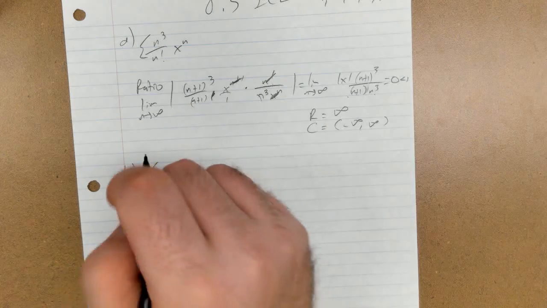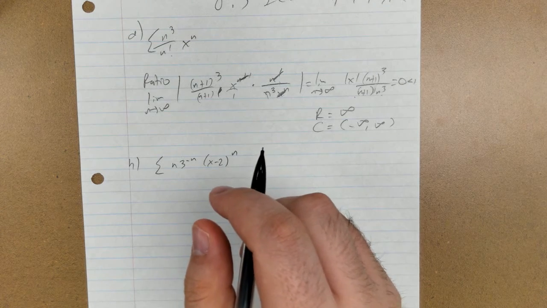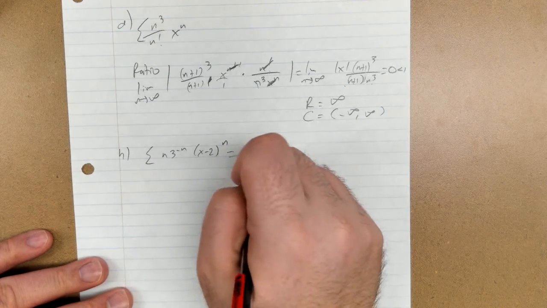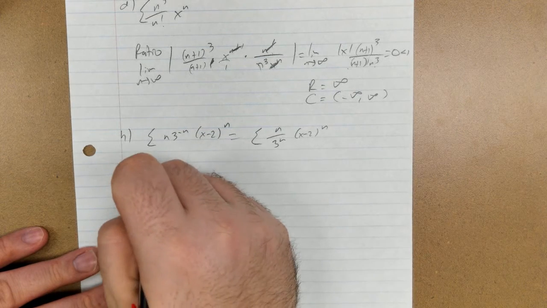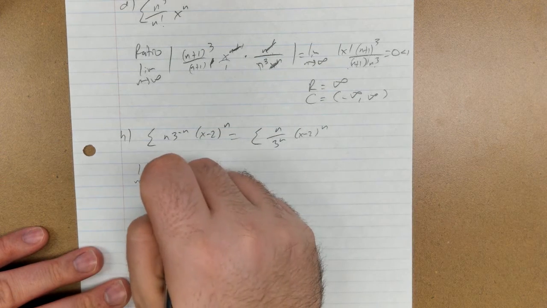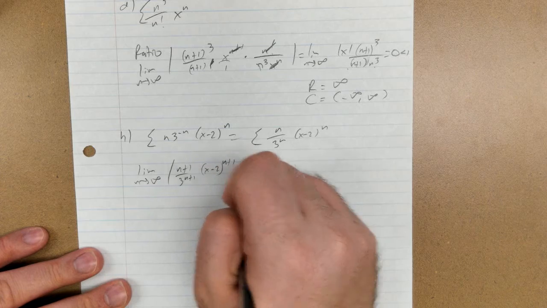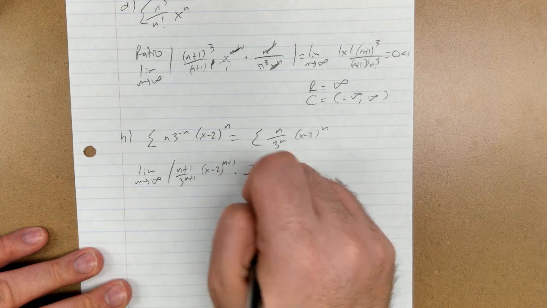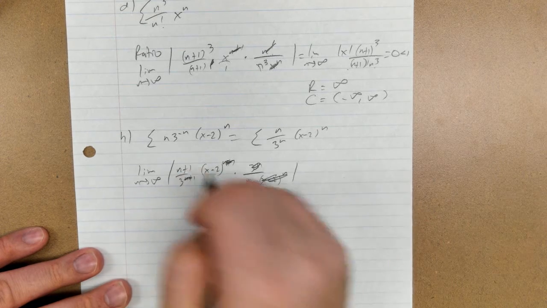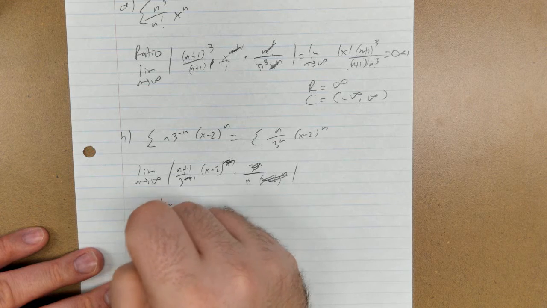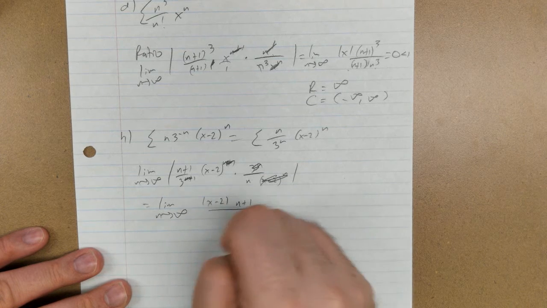It's centered at 2. So we have n, and then 3 to the minus n, x minus 2 to the n. So let's put 3 to the n on the bottom. And then let's go ahead and do the ratio test. So this is going to be the limit as n goes to infinity. N plus 1, 3 to the n plus 1, x minus 2 to the n plus 1. Do the reciprocal. Do our cancellation. And then n and n plus 1 do not cancel. You keep the absolute value x minus 2, you keep the n plus 1, and you keep the 3 to the n.